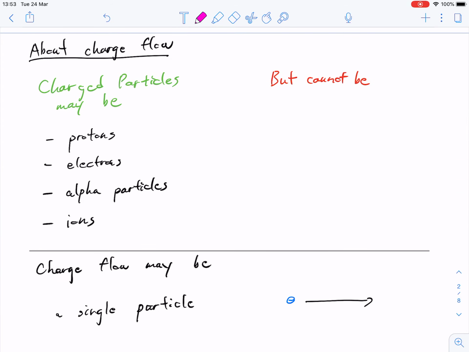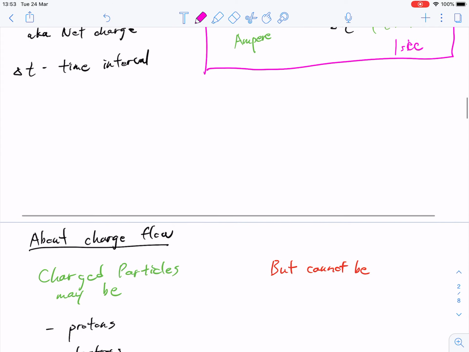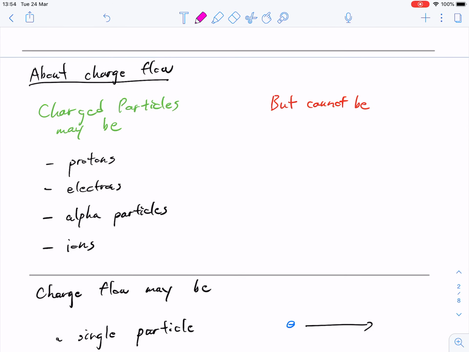So we talked a little bit about charged particles before. The term was charge carriers, okay? So charge carriers or charged particles can be a proton, an electron. It can even be an alpha particle, okay? Or it can even be an ion. Okay, so every one of these things are charged.